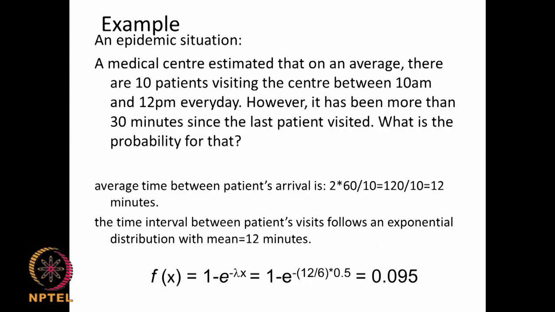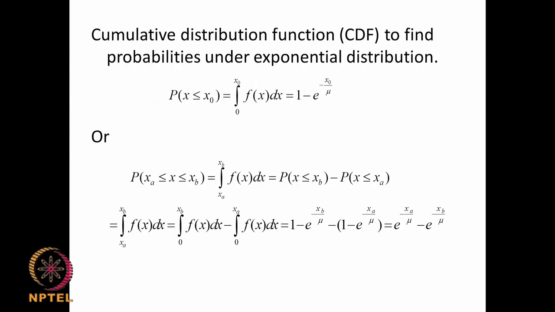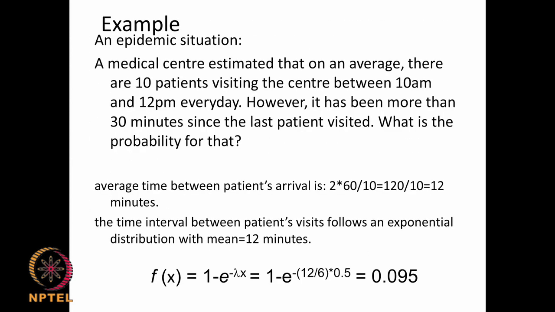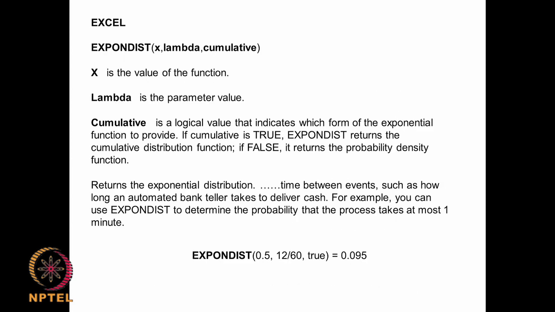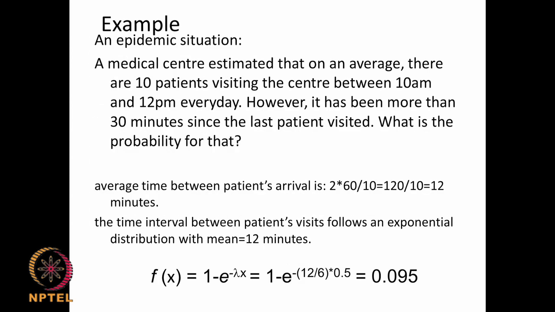Before that, let me also talk about the Excel function. There is an Excel function EXPON.DIST which is given by x comma lambda comma cumulative. Lambda is the parameter value, x is the value of the function. Cumulative, if it is true, it gives you a summation. Cumulative, if I give it as false, then it will return the probability density function at that particular point actually. Okay. So, let us look at one simple problem.